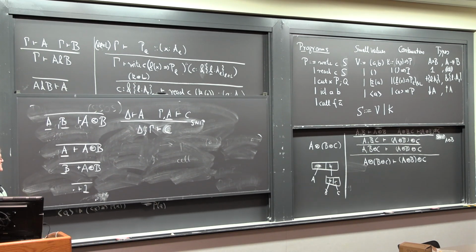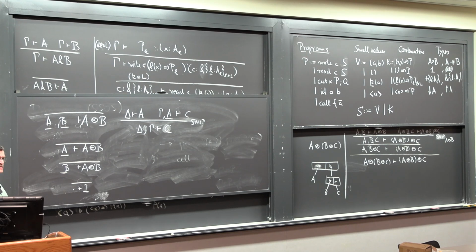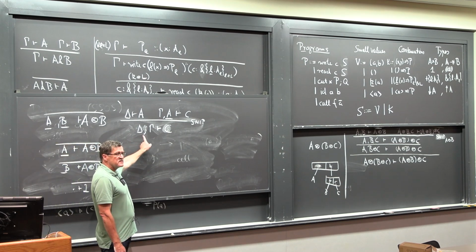So I'm not giving you 100% of the details because I didn't show you the negatives, but it still works with negatives as well. And then you can show that you can eliminate all the cuts and all that remains are the SNPs.